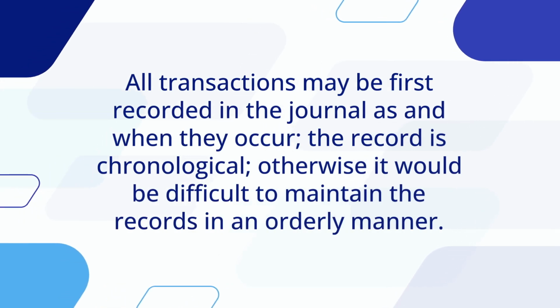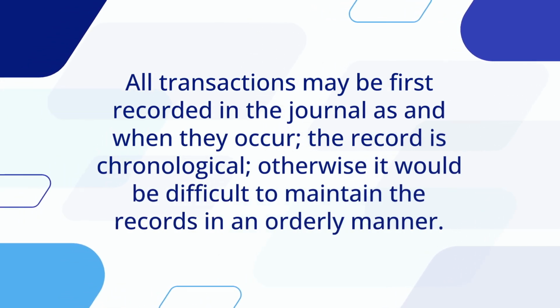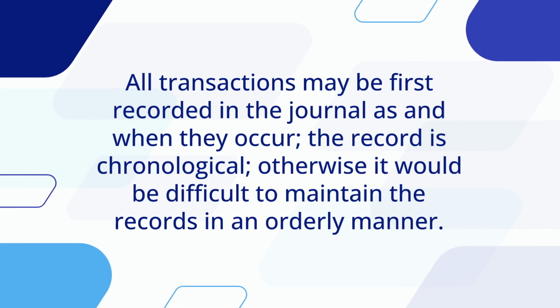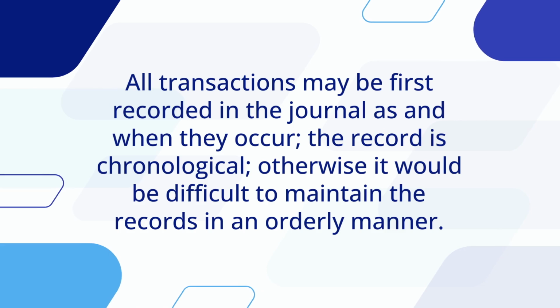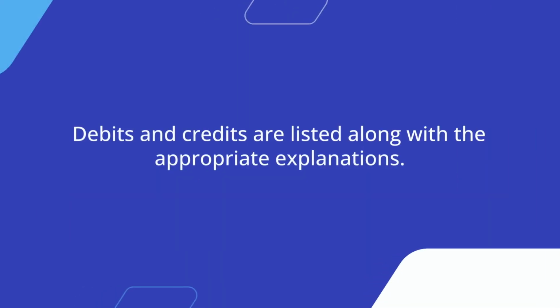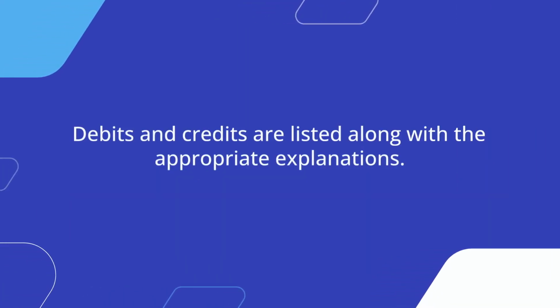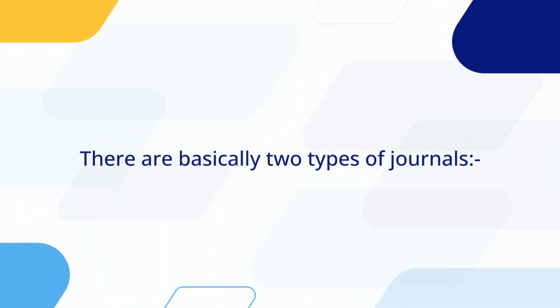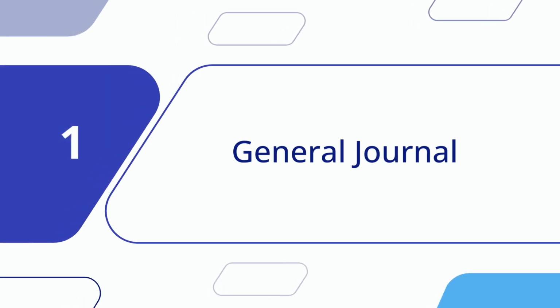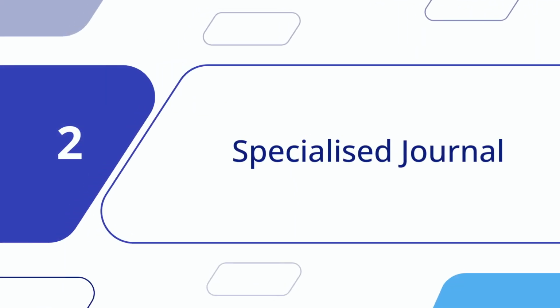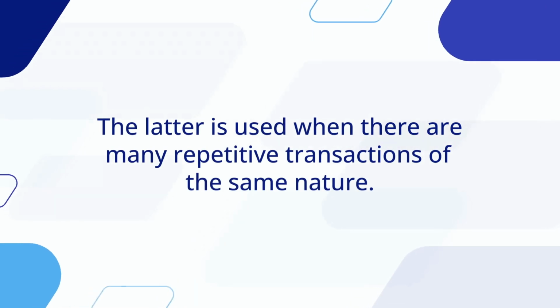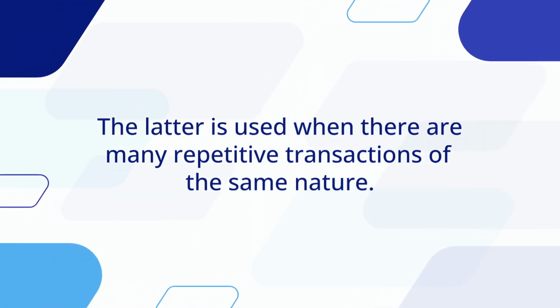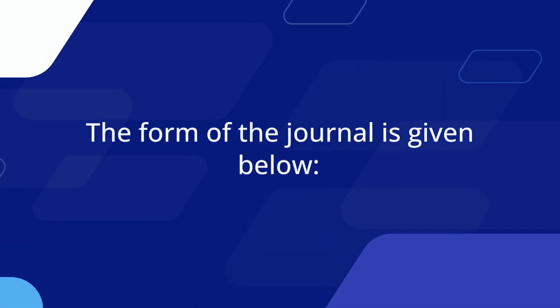All the transactions may be first recorded in the journal as and when they occur. The record is chronological, otherwise it would be difficult to maintain the records in an orderly manner. Debits and credits are listed along with the appropriate explanations. There are basically two types of journals: 1. General journal and 2. Specialized journal. The latter is used when there are many repetitive transactions of the same nature. The form of journal is as follows.